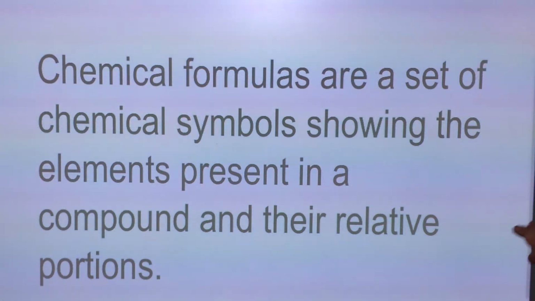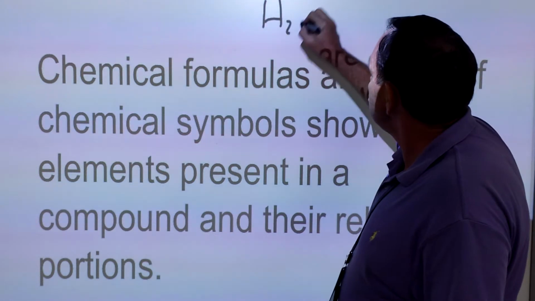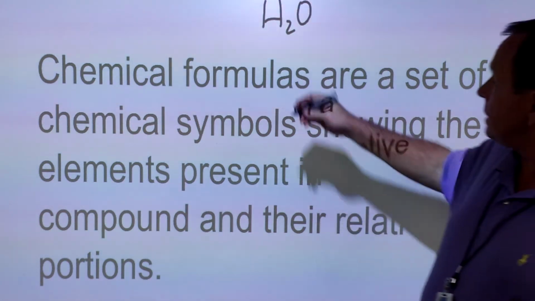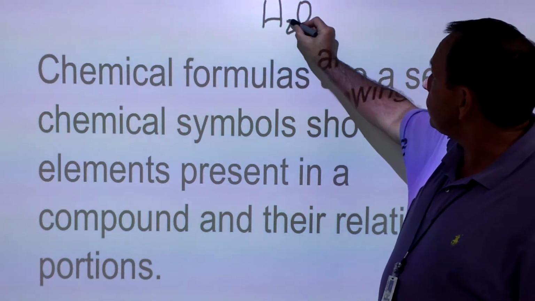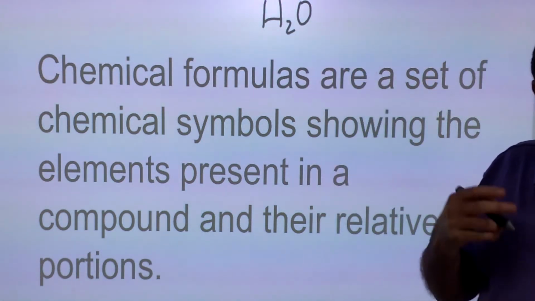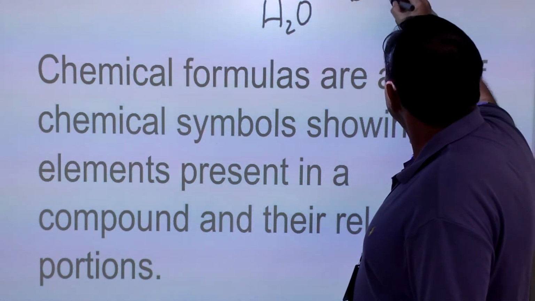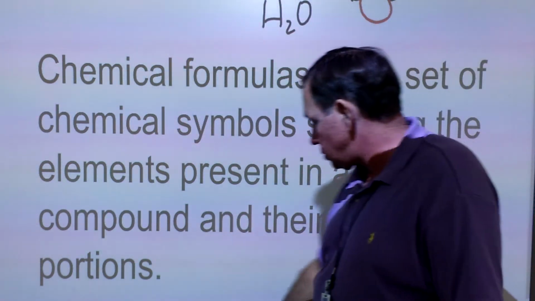Now, chemical formulas. Chemical formulas are a set of chemical symbols showing the elements present in a compound and their relative proportions. Again, I use water, H2O. This is a chemical formula. And it shows that we have hydrogen and oxygen in the compound, but this subscript tells us that we have two hydrogen atoms, hydrogen atom, hydrogen atom, and one oxygen atom to create H2O.